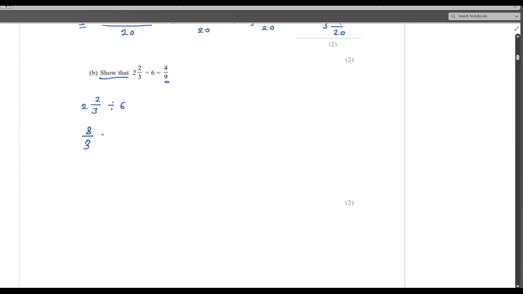Then this division I convert into multiplication. So here 6 I will reciprocate and write 1 upon 6. Now this is equal to, with the 2 we can cancel this 8. So 2 times 4 and 2 times 3 is 6. So it is 4 divided by 9.